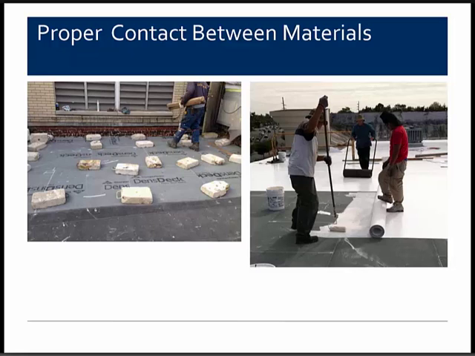The guys on the right are rolling the fleeceback membrane into an adhesive. Once this gentleman kicks the roll into the adhesive, the center gentleman will weigh down or brush or use a heavy roller to go over top of the membrane to make sure that the adhesive is in full contact with the fleeceback membrane.